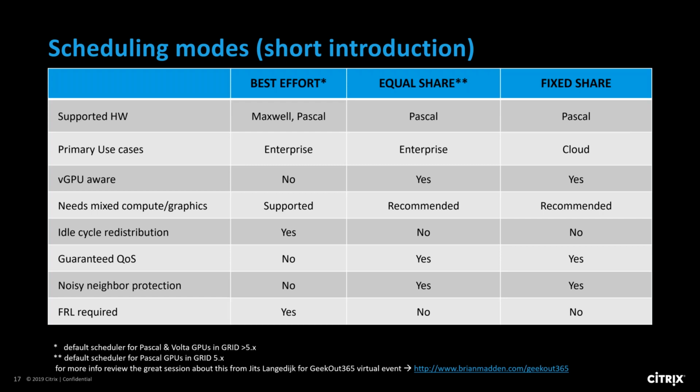So please, for normal workloads, I would stick to the best effort scheduler. Maybe equal share. Fixed share is very, very rare to see.